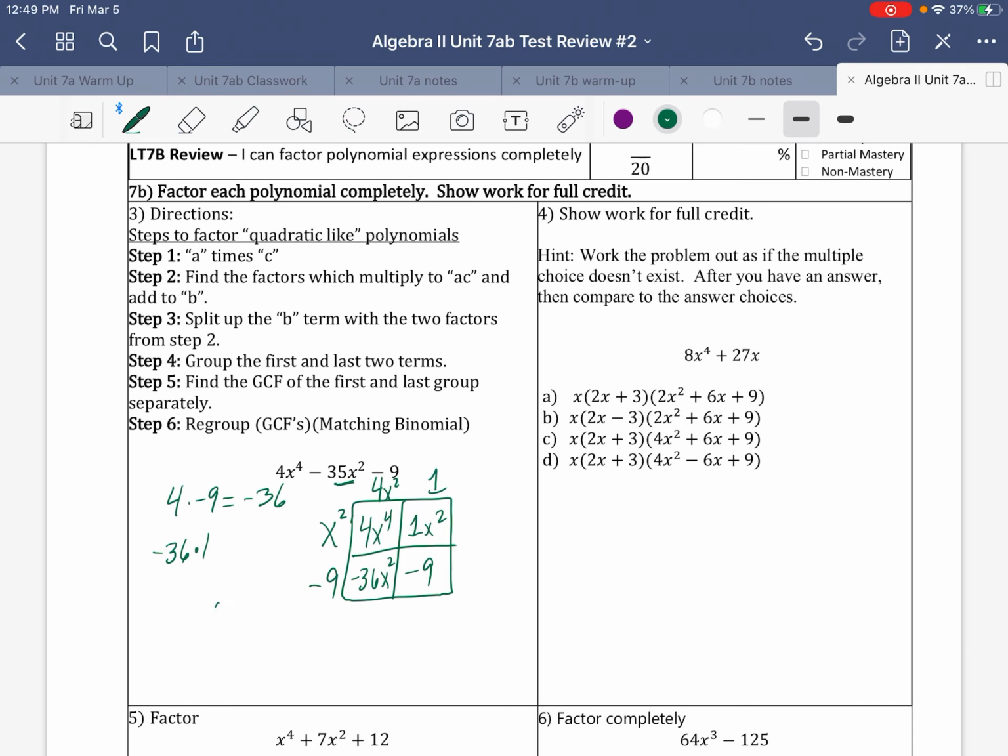All right, so we have 4x squared. That's a positive 1, so it'll be a plus 1 up top. 4x squared plus 1, and x squared minus 9.